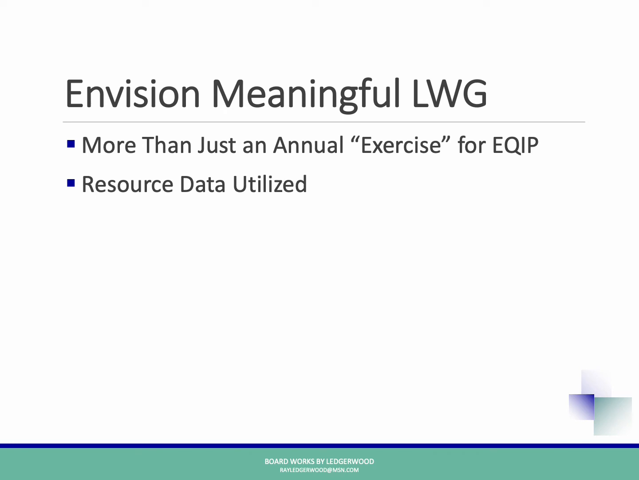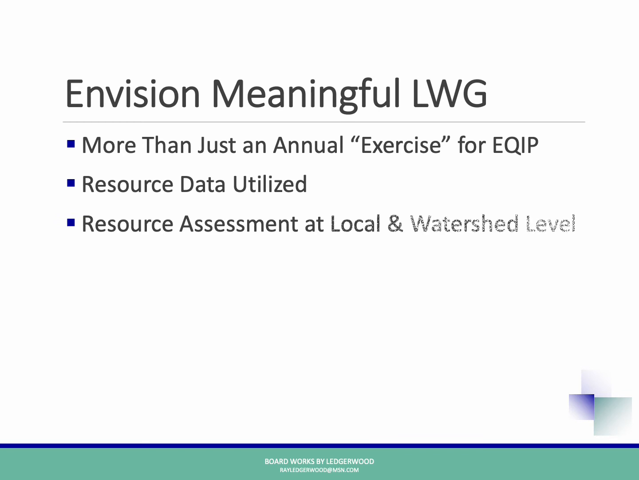You'll also find that the vision for a meaningful local work group would include that resource data is utilized. So not only collecting that data for the local work group area, but also how it's utilized in the priorities for the resource conditions and needs that need to be met. That would include the resource assessment at both a local and a watershed level and how we're using that resource data to come up with an assessment of what is needed for conservation practices, projects, and programs.